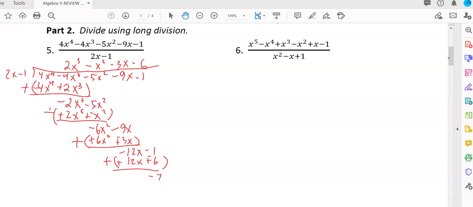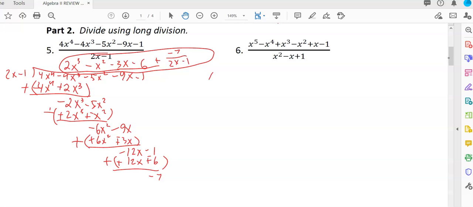So your answer is this plus the remainder, which is negative 7, divided by the divisor, which is 2x minus 1. The quotient plus the remainder divided by the divisor. These are just pretty tough ones here.